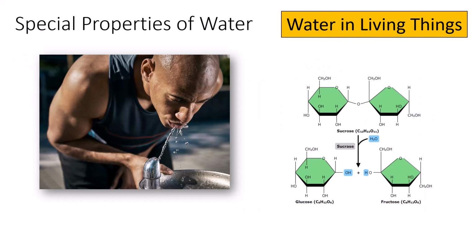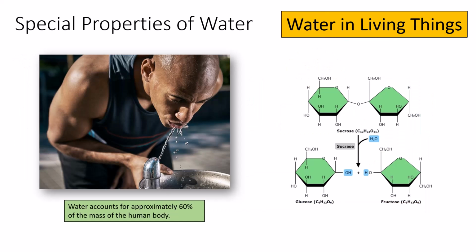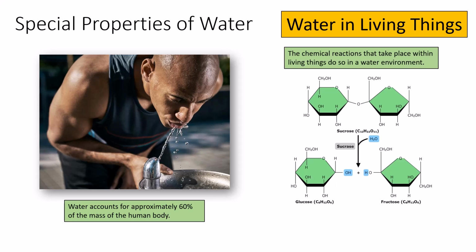Water in living things is water as a solvent. So water accounts for approximately 60% of the mass of the human body. So 60% of the weight of you is approximately all water. Water is incredibly important because chemical reactions that take place within the cells of living organisms do so in a water environment. Water is what we call the universal solvent, which means it has the ability to dissolve a lot of things in it.